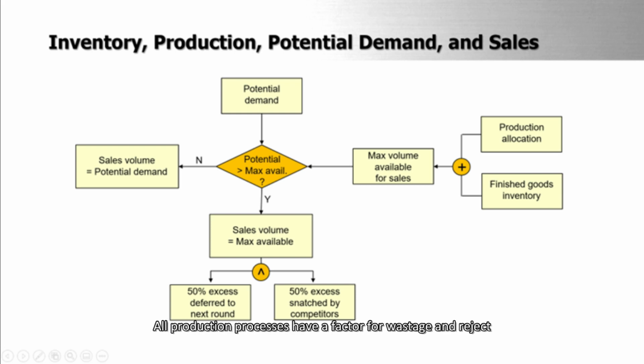All production processes have a factor for wastage and reject, which means not 100% of raw materials are converted into finished goods. Continuous investment and maintenance of the production equipment help reduce the wastage and reject factor in the production.